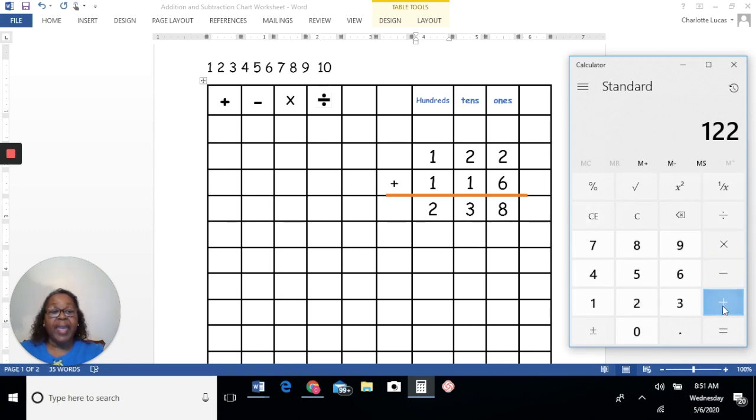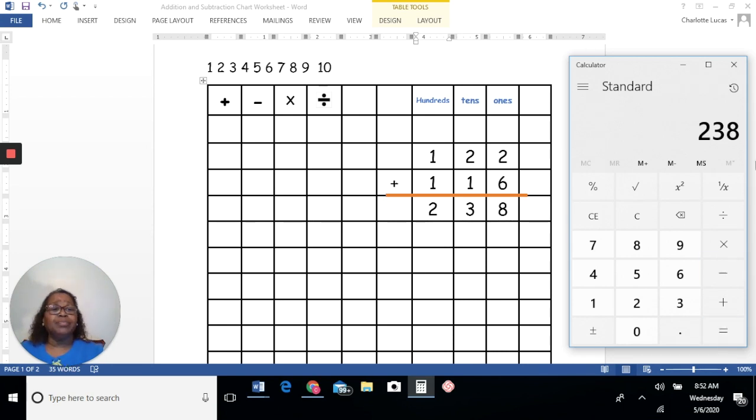And now we're going to add. So I'll go to my addition button, the operation is addition. So I'm going to hit my addition button, plus, and now we're going to add 116. I have my two numbers in place, and how do I get my answer? I hit the equal sign. It's going to tell me the solution to the problem. The value of those two numbers together will equal 238. We got it right.